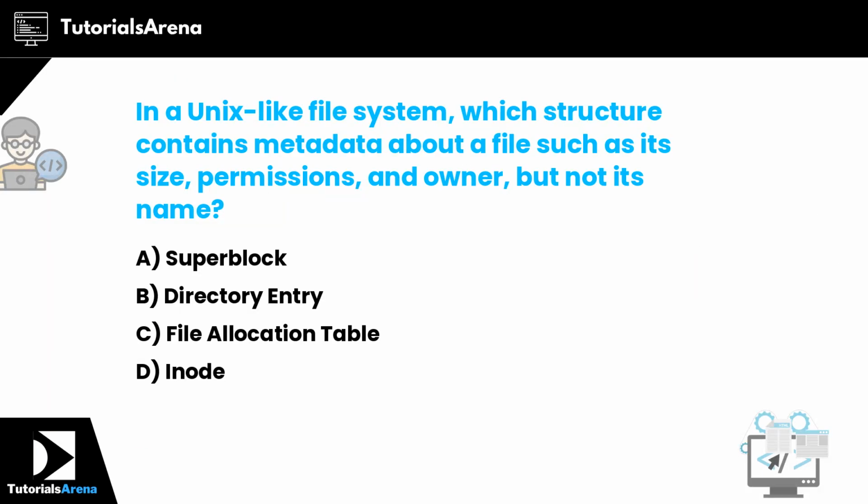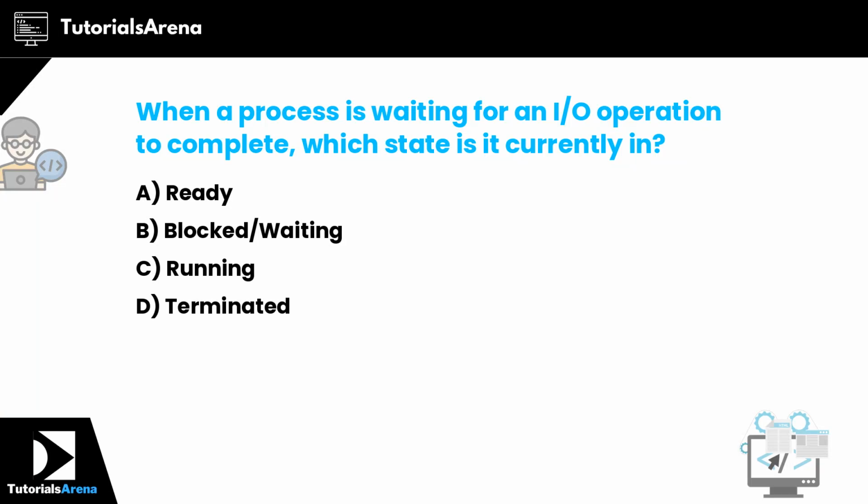In a Unix-like file system, which structure contains metadata about a file such as its size, permissions, and owner, but not its name? The correct answer is option D, a node. When a process is waiting for an I/O operation to complete, which state is it currently in? The correct answer is option B, blocked/waiting.